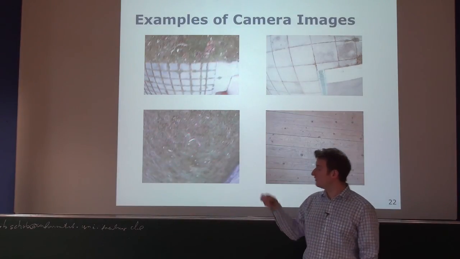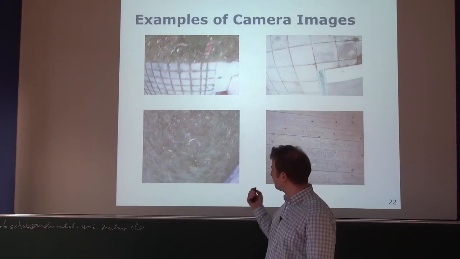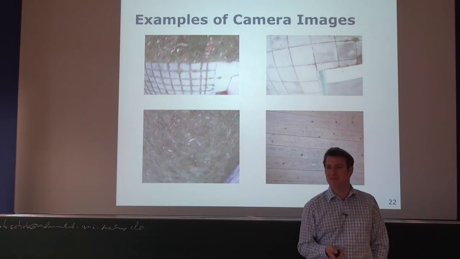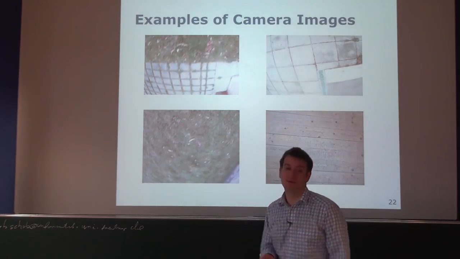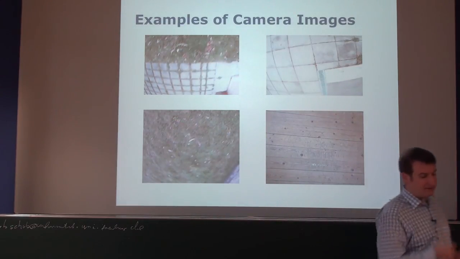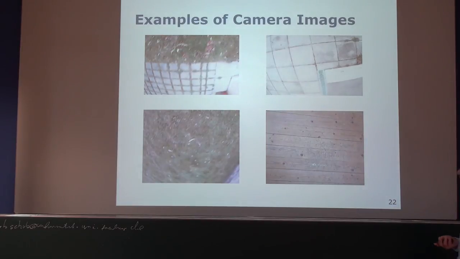And if you see this image, you may already guess that it's maybe hard if you travel over grass for extended periods of time. But nevertheless, the approach works surprisingly robustly and is able to estimate the trajectory as well. So how does it do that?